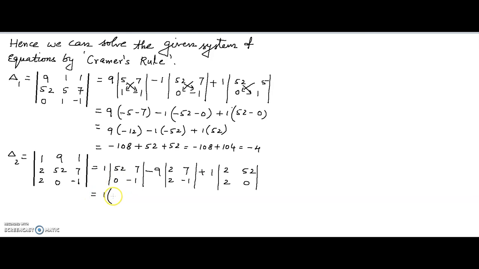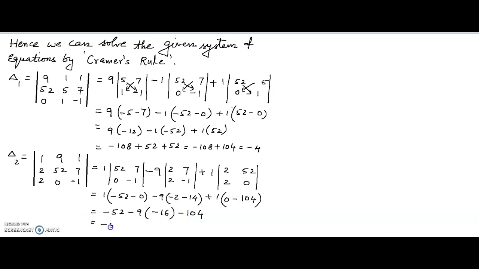Now AD minus BC again, minus 52 minus 0. AD 2 into minus 1 is minus 2. 2 into 7 is 14. AD minus BC. Again 2 into 0 is 0. Minus 52 into 2 is 104. So we have 1 into minus 52 is minus 52. Minus 9 into minus 2 minus 14 is minus 16. 1 into minus 104 is minus 104.